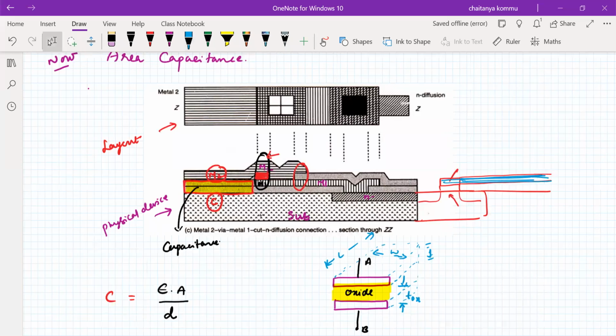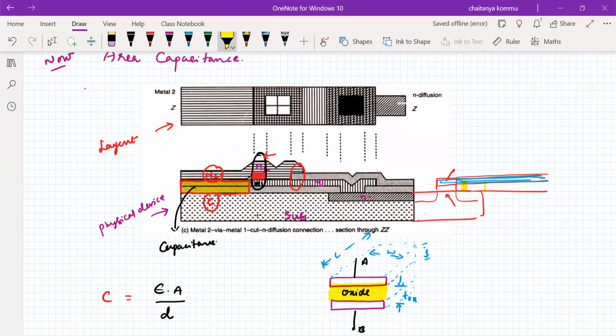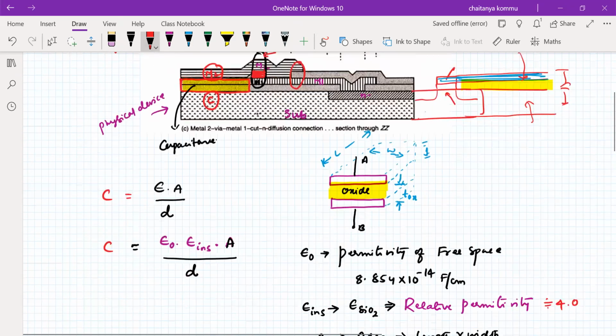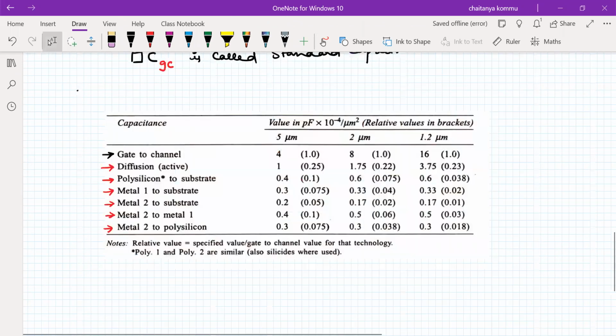So what is happening here? It is an oxide. The substrate is extended, for example, something like this. Therefore, there is a possibility of polysilicon to substrate capacitance. Like this, different capacitances that we can see here. So we have considered 5 micron technology, 2 micron technology, 1.2 micron technology.